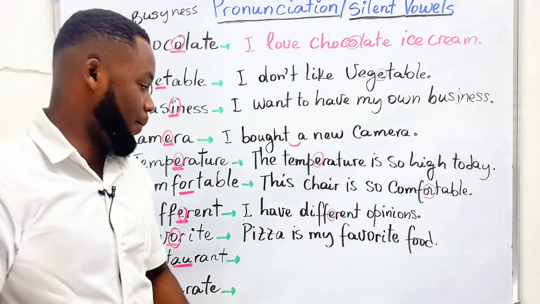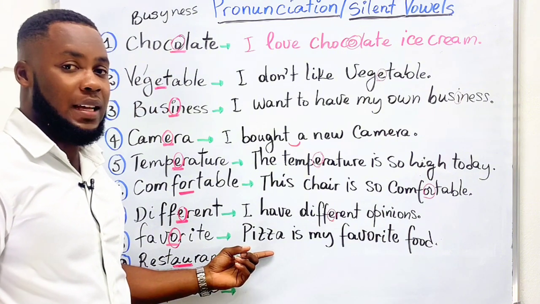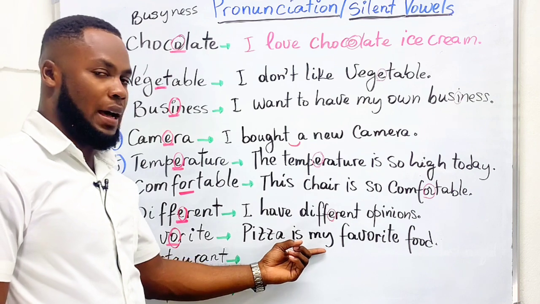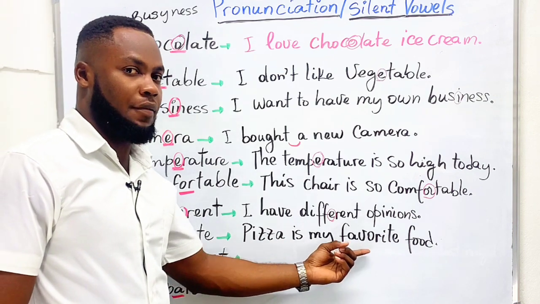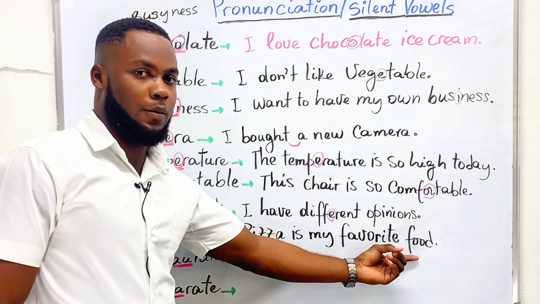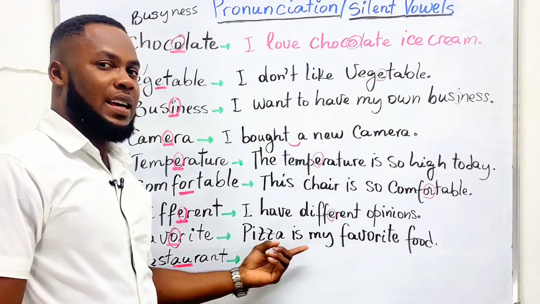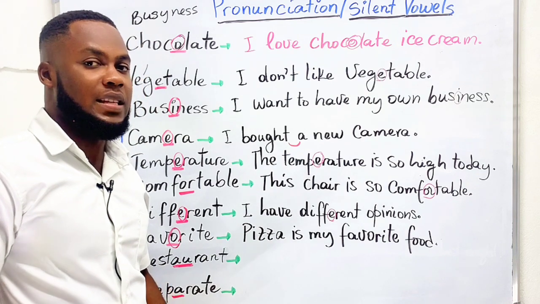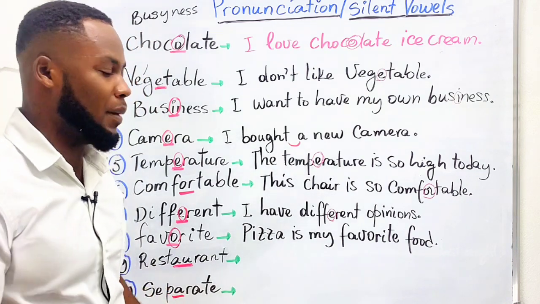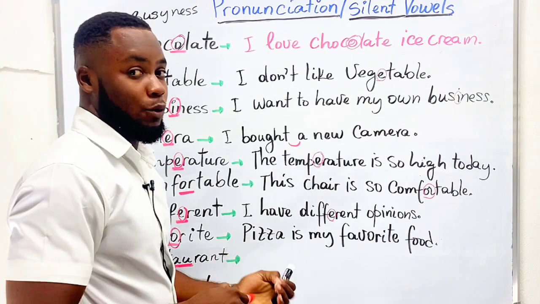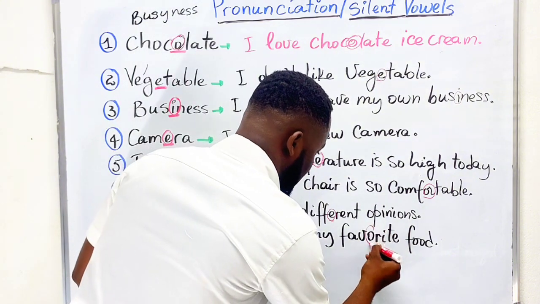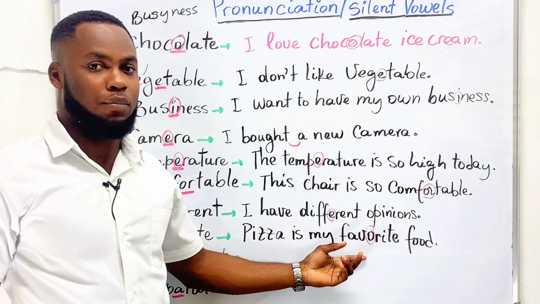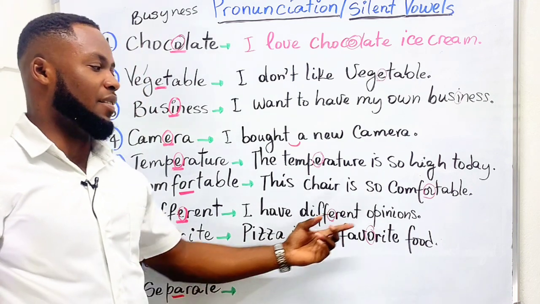Okay, let's repeat it again. Pizza is my favorite food. One more time. Pizza is my favorite food. Ça veut dire, pizza, c'est manger préféré. Nous avons la lettre O qui ne se prononce pas. Okay? The letter O is silent. It's not pronounced. Okay? Pizza is my favorite food.